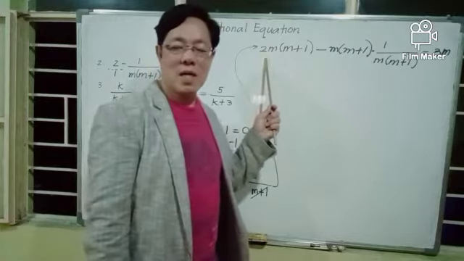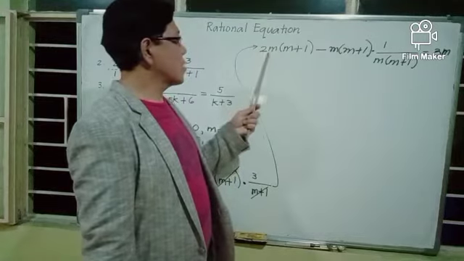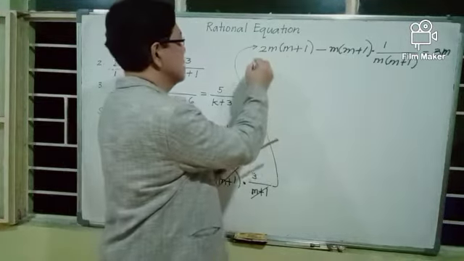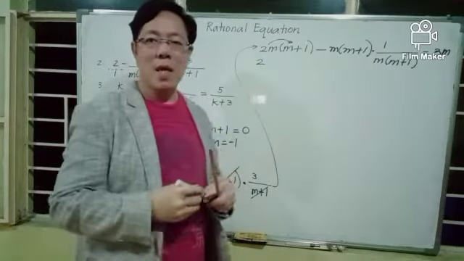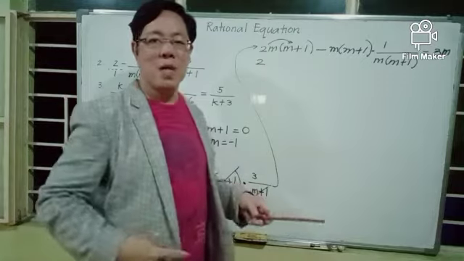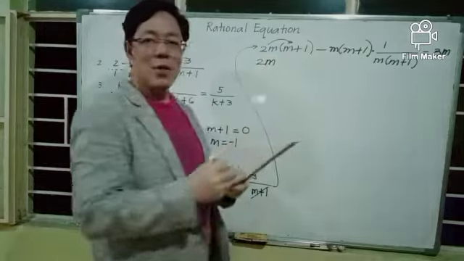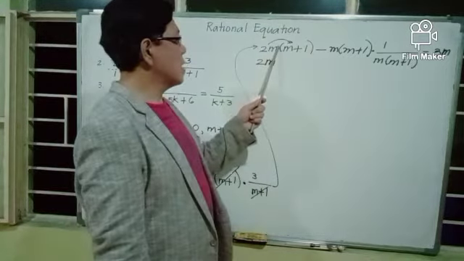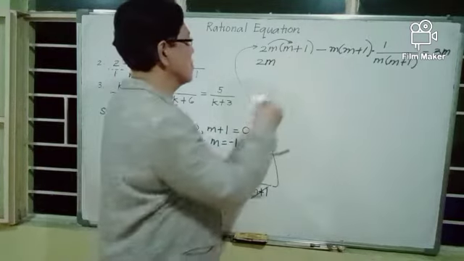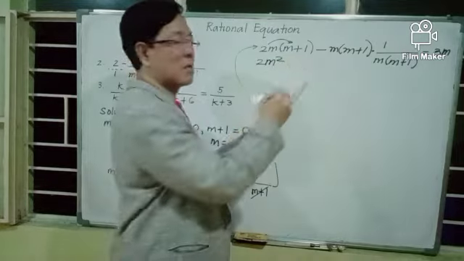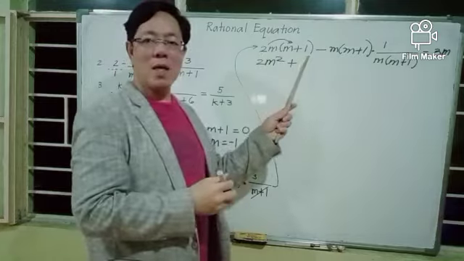For the first term, we again apply the distributive property of multiplication over addition. We multiply 2m by m, and you get 2. Multiply m by m, you apply the property of exponents. The common base is m, and you add the exponents of m. The exponent of m here is 1, plus the exponent of m here is 1, and 1 plus 1 is 2. Plus 2m multiplied by 1 is 2m.